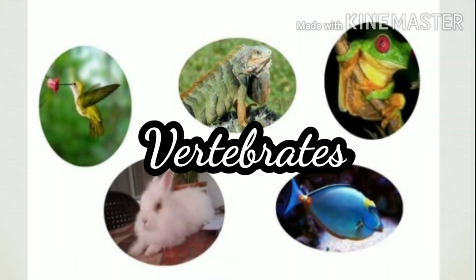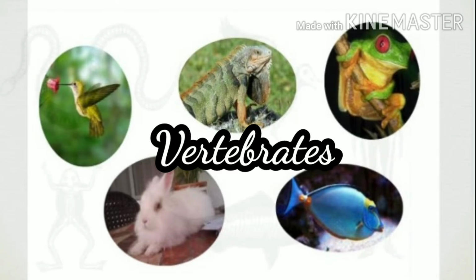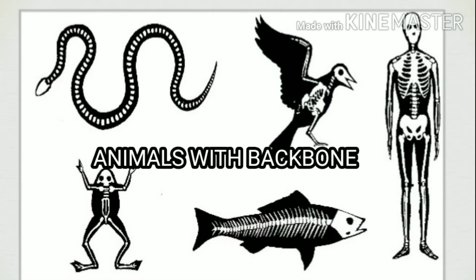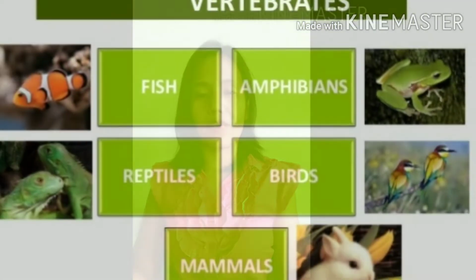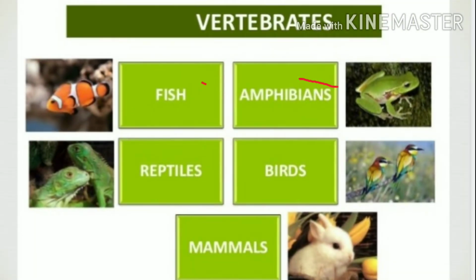This video is the continuation of our topic, vertebrates. We already know that vertebrates are the animals with backbone, which are further split into 5 classifications: the fish, amphibians, birds, reptiles, and mammals. I will discuss the reptiles, birds, and mammals.